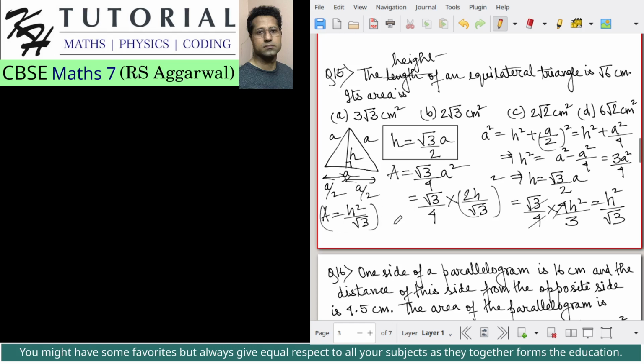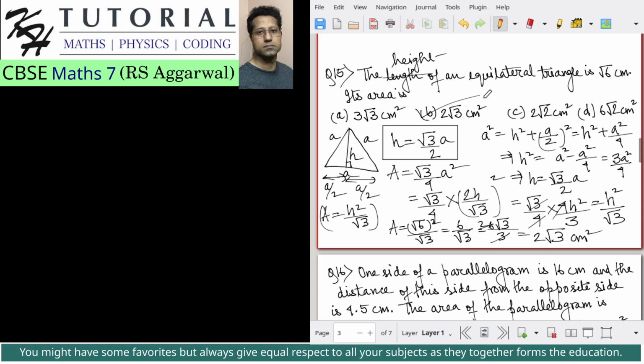So area for this problem will be square of square root of 6 divided by square root of 3, which is equal to 6 by square root of 3. If I multiply both the numerator and the denominator with square root of 3, I will get 6 square root of 3 divided by 3, which is 2 square root of 3 centimeter square. So the area will be 2 square root of 3 centimeter square. So the correct choice is B.